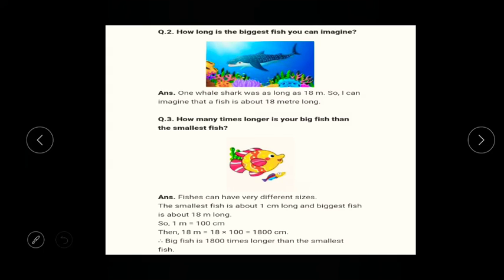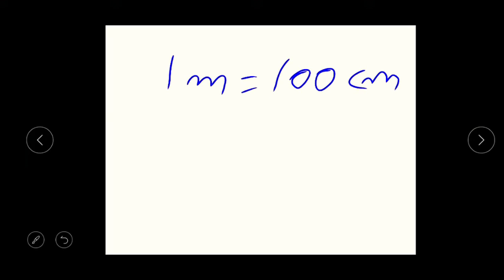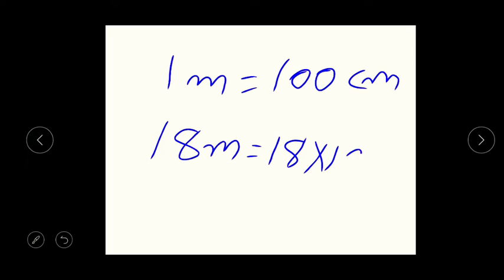So here we have to see how many times longer our big fish is. That is, a fish 18 meters long is bigger than the smallest fish, which is 1 centimeter long. For that, we have already seen 1 meter is equal to how many centimeters? 100 centimeters, right? So for 18 meters, we have to multiply 18 by 100. So we get 1800 centimeters.